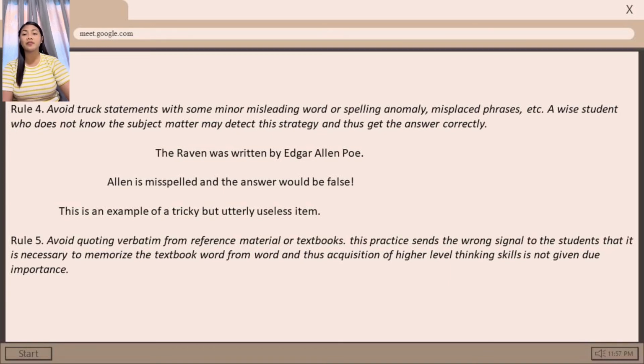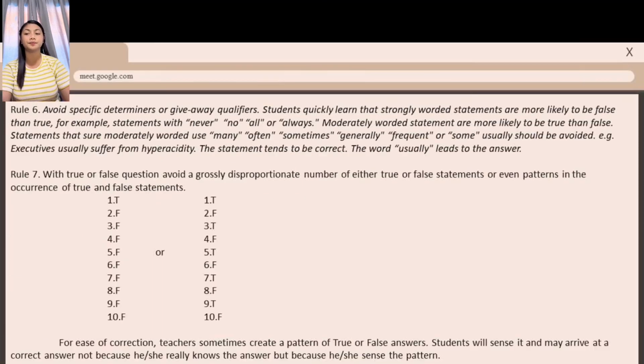Rule number 5. Avoid quoting verbatim from reference materials or textbooks. This practice sends the wrong signal to the students that it is necessary to memorize the textbook word for word, and thus the development of higher-level thinking skills is not given due importance. Rule number 6.